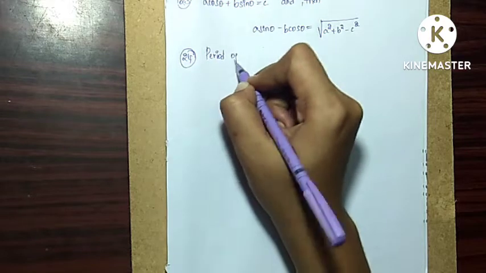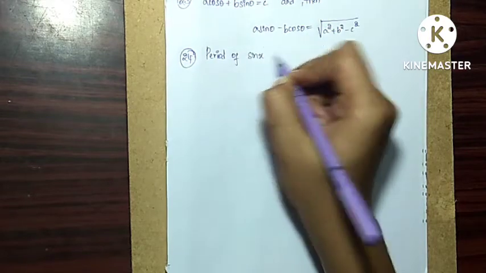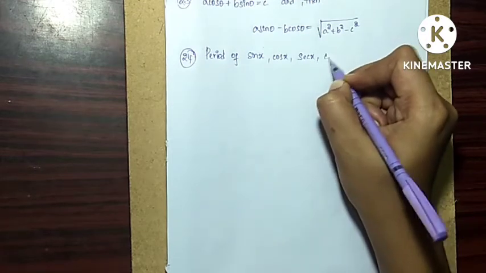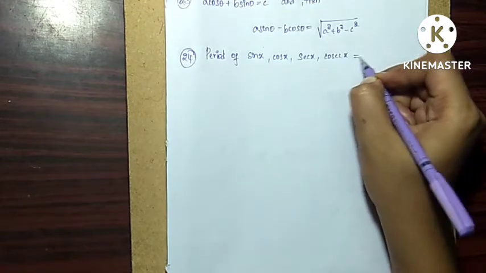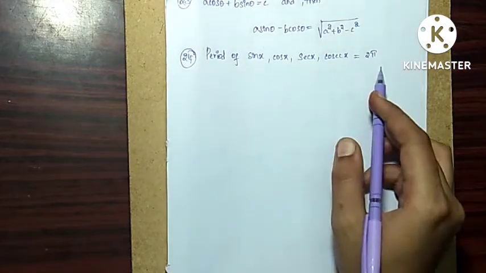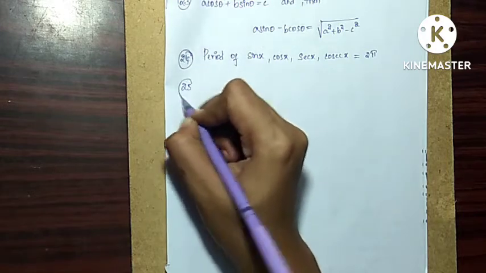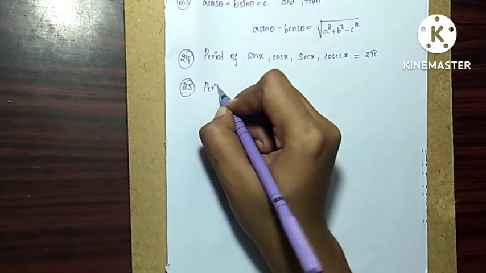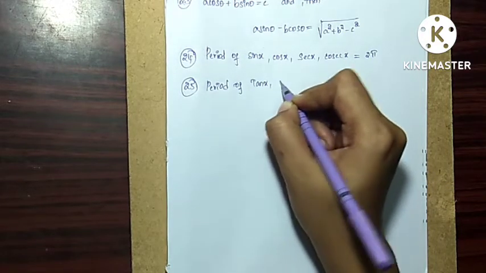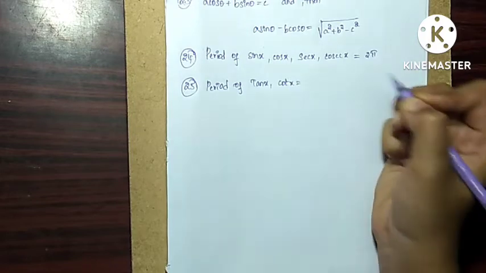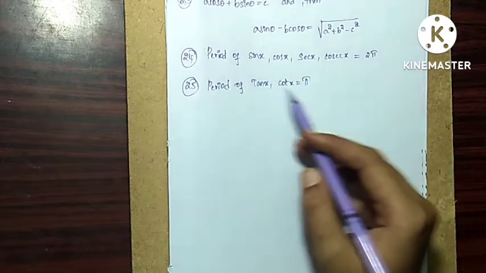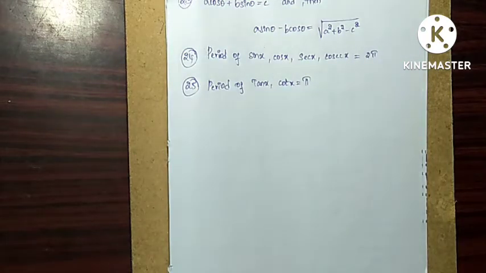The period of sin x, cos x, secant x, and cosecant x is 2 pi. The period of tan x and cot x is pi. For odd values it is 2 pi. Okay, these are the period formulas.